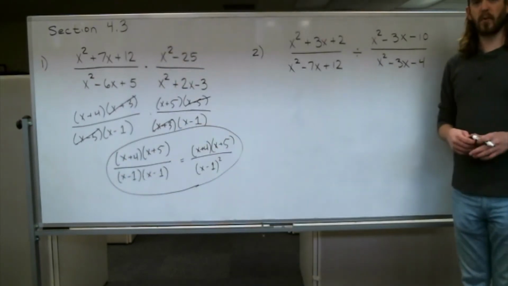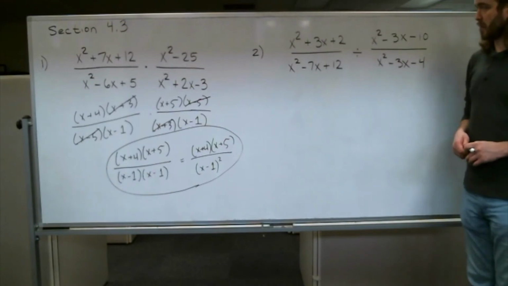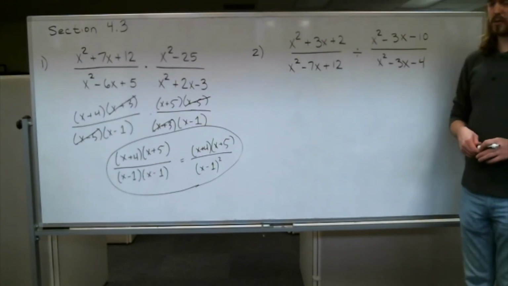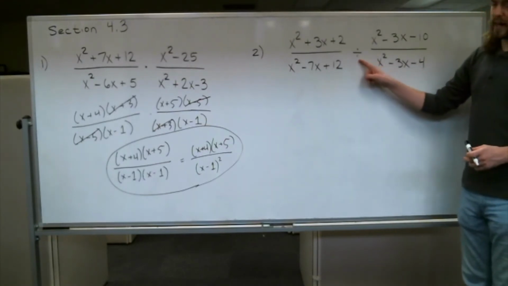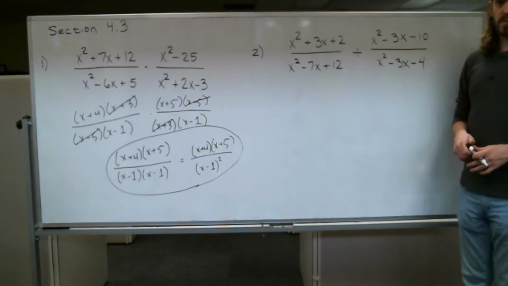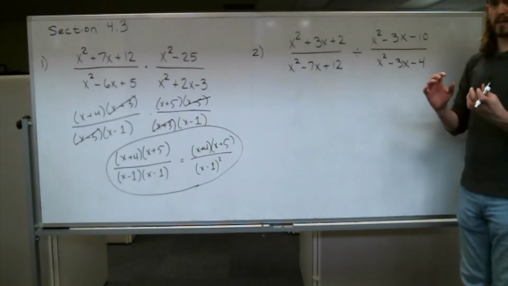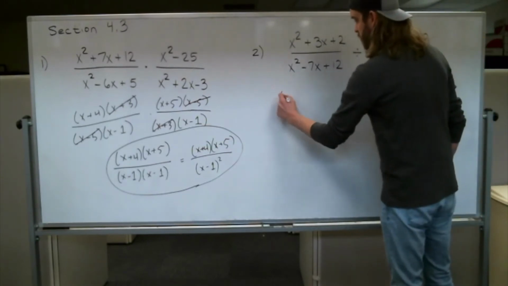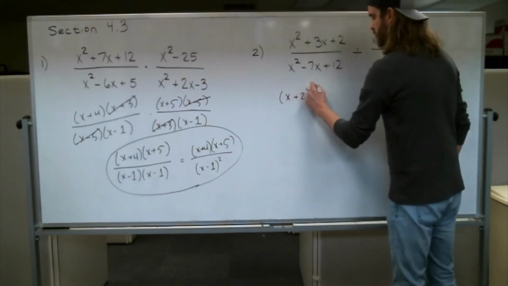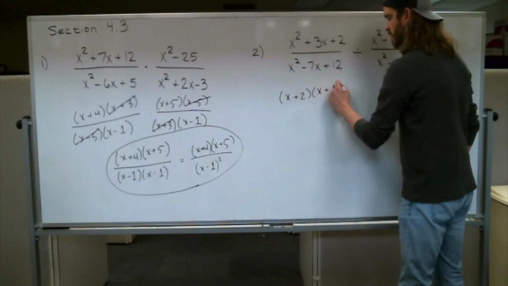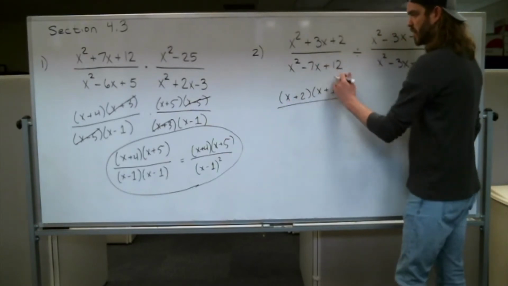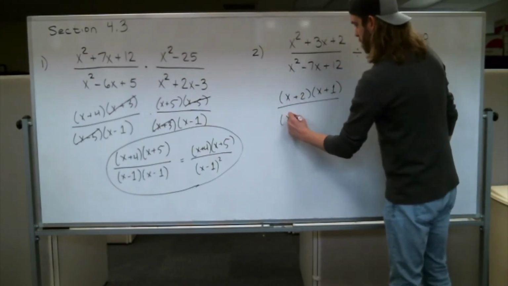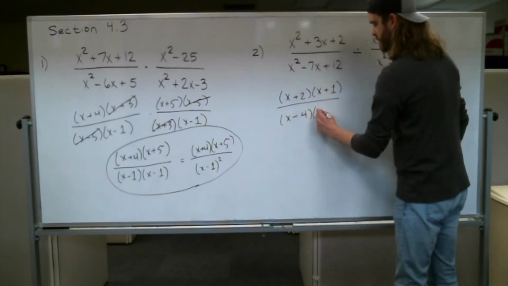Alright, for our next example, we have a division problem. We're still going to factor, but whenever we divide fractions, remember the first thing we need to do is keep, change, flip. So I'm actually going to combine that into two steps. For x squared plus 3x plus 2, that's going to be x plus 2 and x plus 1 over x minus 4 times x minus 3.